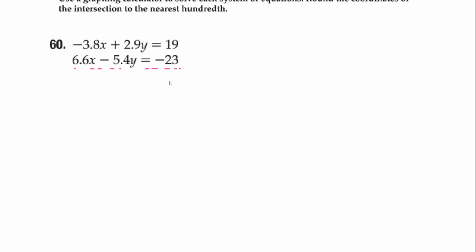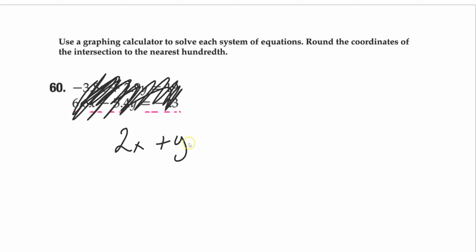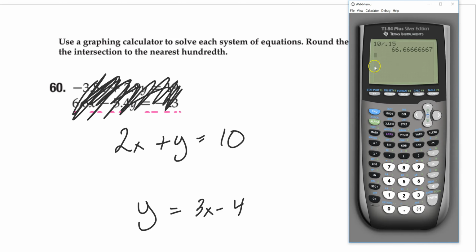Last thing, let's talk about how to graph stuff on your calculator. How to solve by graphing. Now I'm going to take away this equation because that's just an ugly equation. I'm just going to make something up real quick. Let's go 2x plus y equals 10, and y equals 3x minus 4. So I'm going to solve these two equations. I'm going to show you how to do it on the calculator. So bring my calculator again.